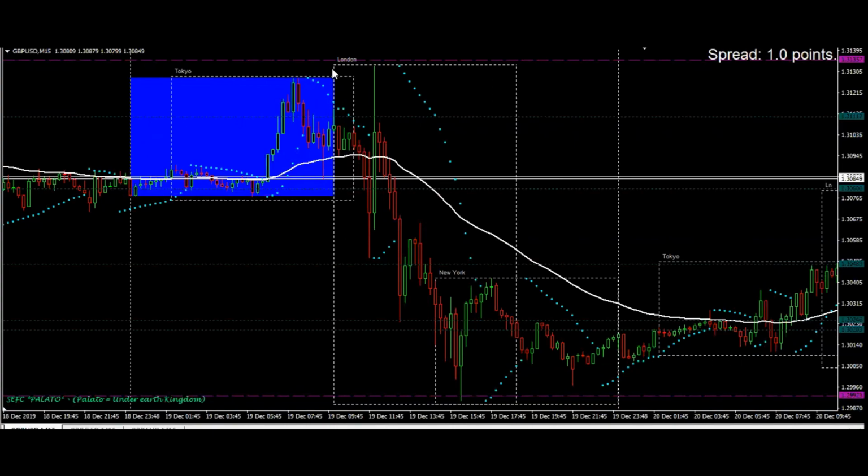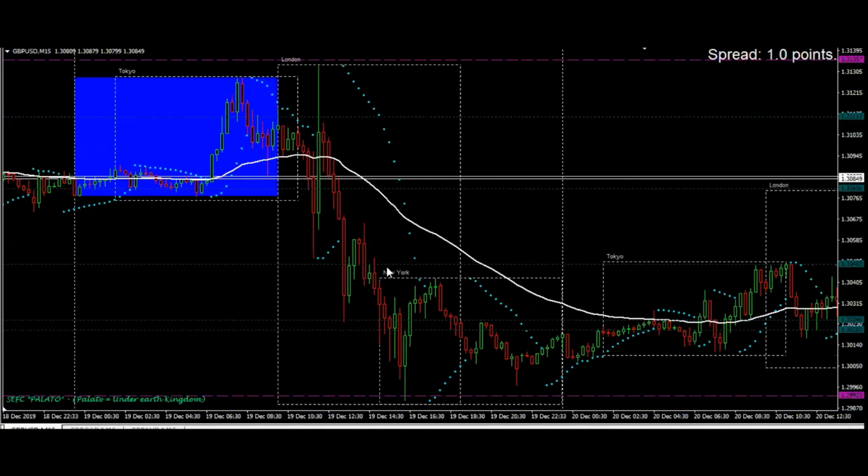So when London session opens is usually when it starts making its big moves. And you can see when New York session opens at 8 a.m. for us over here on Eastern Standard Time. This candle would be the first candle to form at 8 a.m.